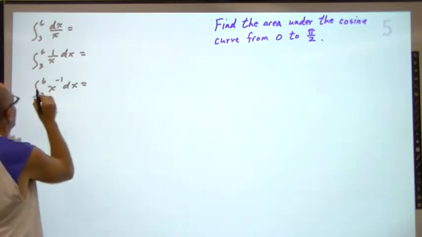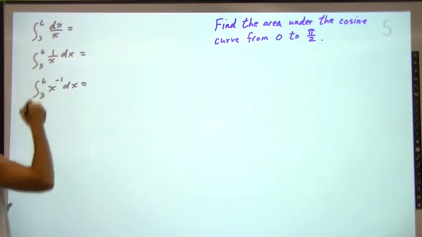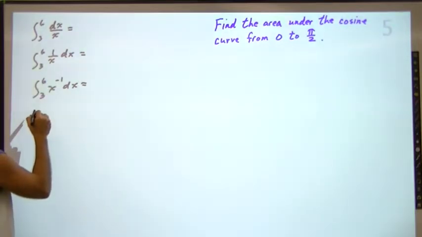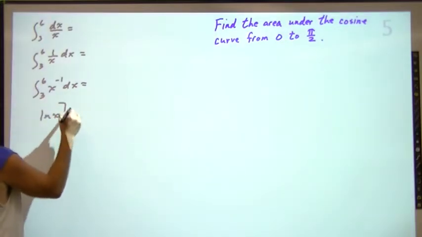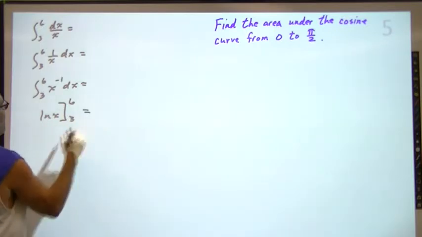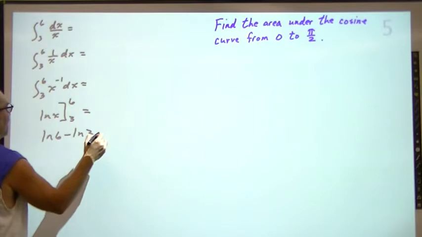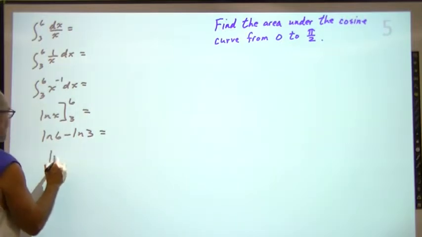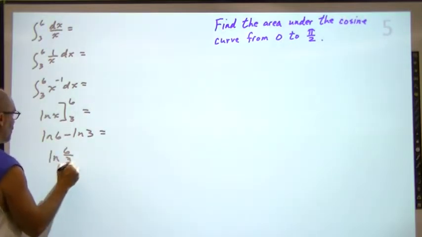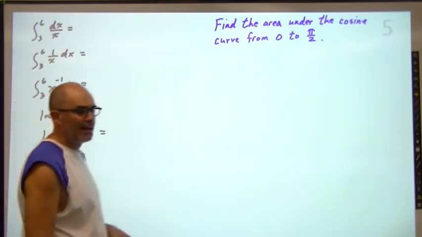So what is the integral of 1 over x, or the antiderivative of 1 over x? That is natural log x. So this becomes natural log x from 3 to 6. So that means we have natural log of 6 minus natural log of 3. And if you remember your properties of natural log, this just becomes natural log of 6 over 3, which equals natural log 2, which is my final answer.